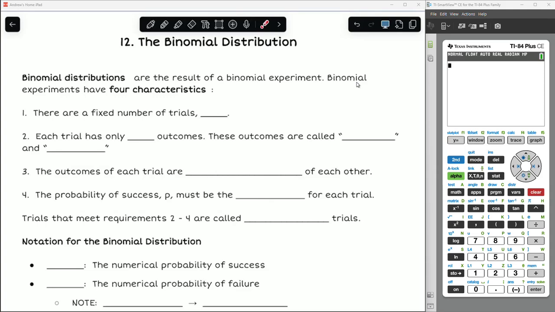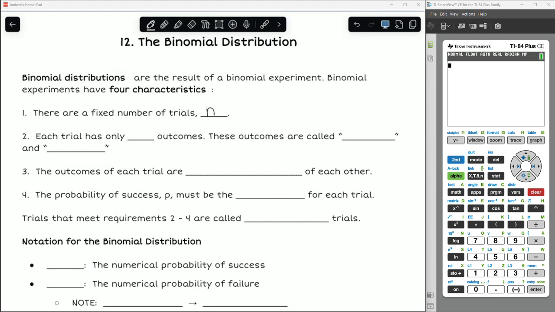In this video, we're going to talk about a very specific discrete probability distribution, which is known as the binomial distribution. Binomial distributions result from the conduction of a binomial experiment, and binomial experiments have four characteristics. First, a binomial experiment will be conducted for a fixed, pre-known number of trials.